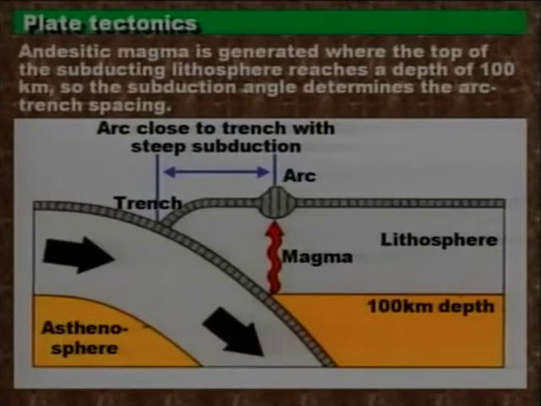So from the information on the monitor, it says there that the andesitic magma is generated where the top of the subducting lithosphere reaches a depth of about 100 kilometers. So the subduction angle will determine the arc trench spacing. We move on.